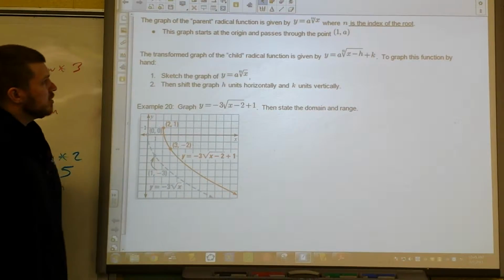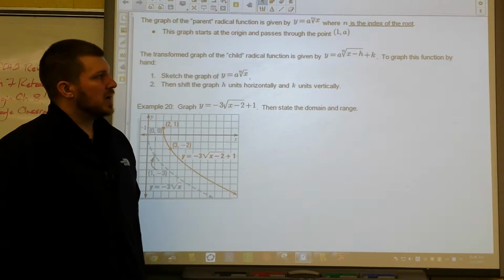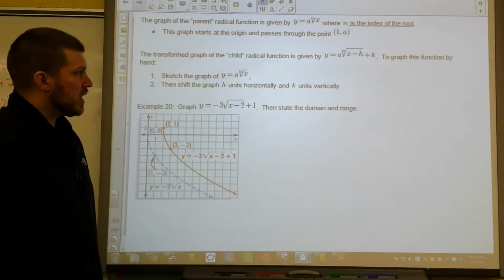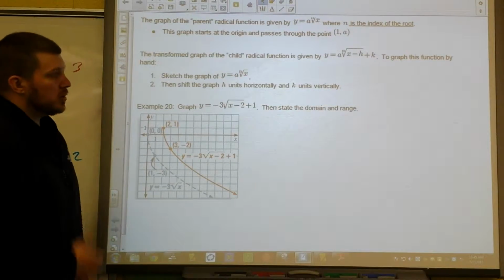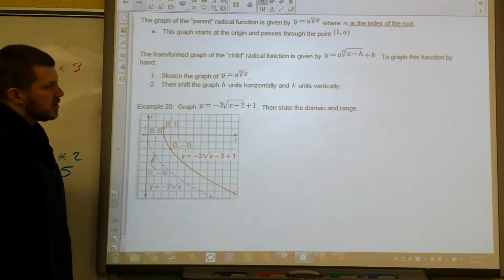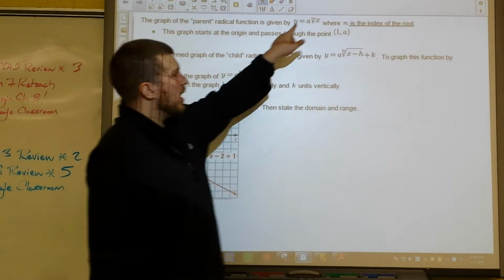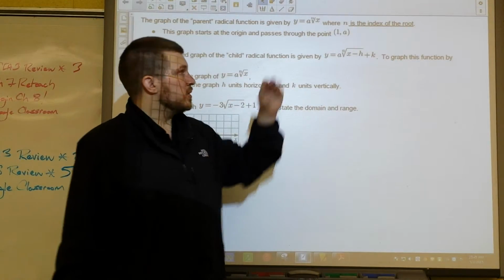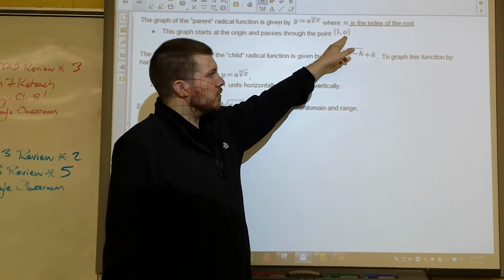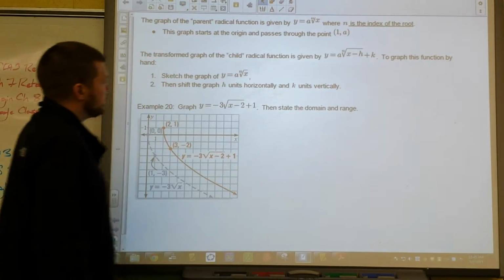In general, the graph of the parent radical function is given by y equals a times the nth root of x, where n is the index of the root. Could be even, could be odd. This graph always starts at the origin and always passes through the point (1, a). So here a tells us what point we're going to go through, and it also tells us how wide or how skinny the graph is going to be.